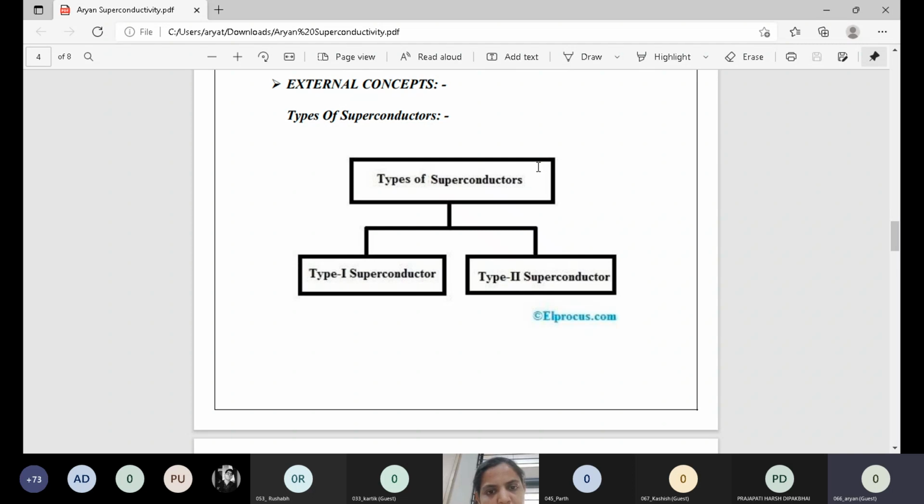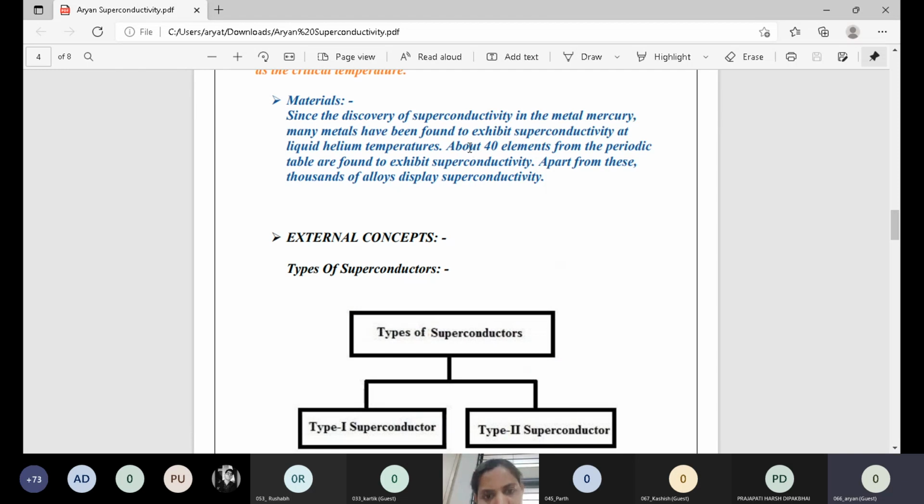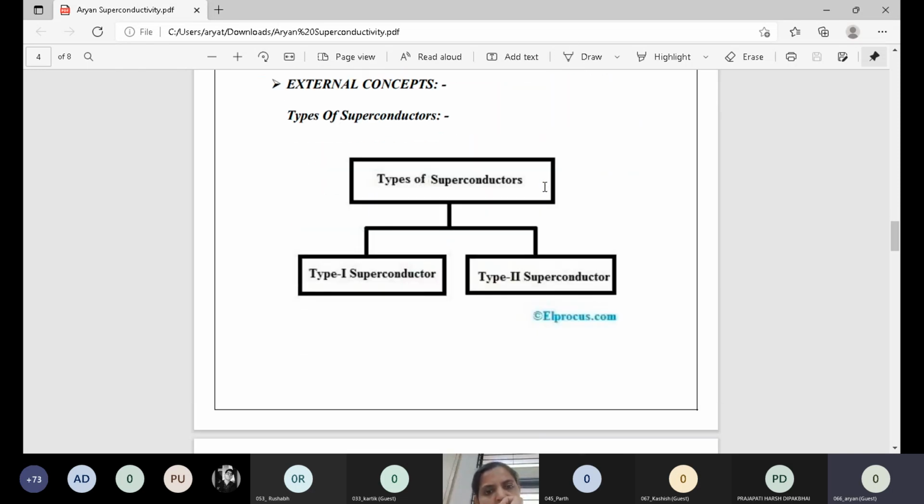Friends, in type 1 superconductors we take elements, like the 40 elements which I mentioned. These 40 elements come in type 1 superconductors, and the alloys, the mixed metals made from them, we have kept for type 2. Friends, the great thing which you should note, friends, is that when we make a superconductor with alloys in type 2, sometimes it happens that one of them being a superconductor is enough, both being superconductors is also fine, and neither being a superconductor is also fine. Yes, it is happening.